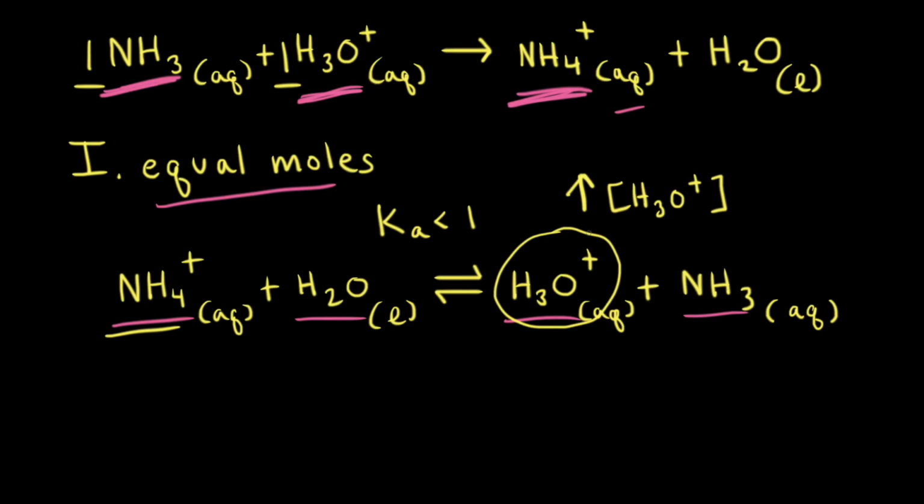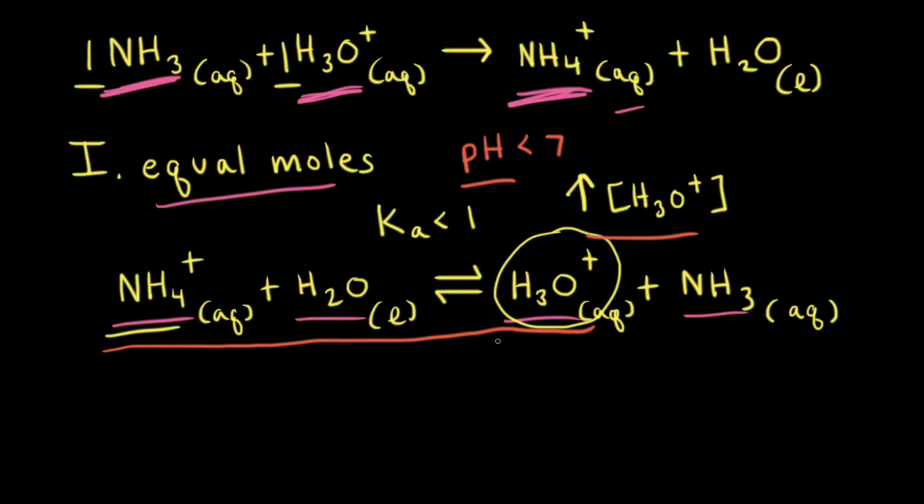So the resulting solution will be slightly acidic, and at 25 degrees Celsius, the pH of the solution will be less than 7. If we wanted to calculate the actual pH, we would treat this like a weak acid equilibrium problem. Also, it's important to emphasize that the hydronium ions that gave the resulting solution a pH less than 7 came from the reaction of the ammonium cation with water. The hydronium ions did not come from the strong acid. All of those hydronium ions were used up in the acid-base neutralization reaction.